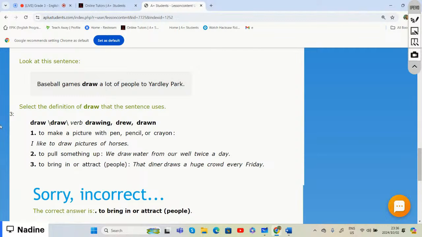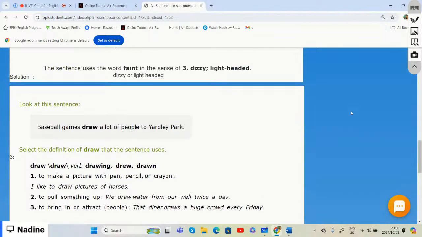The first definition is to make a picture with a pencil, like you're drawing something. The second one is to pull something up. And the last one is to bring in or attract people. So if we look at this sentence, baseball games draw a lot of people to Yardley Park, that is the third meaning, to bring in or attract people.